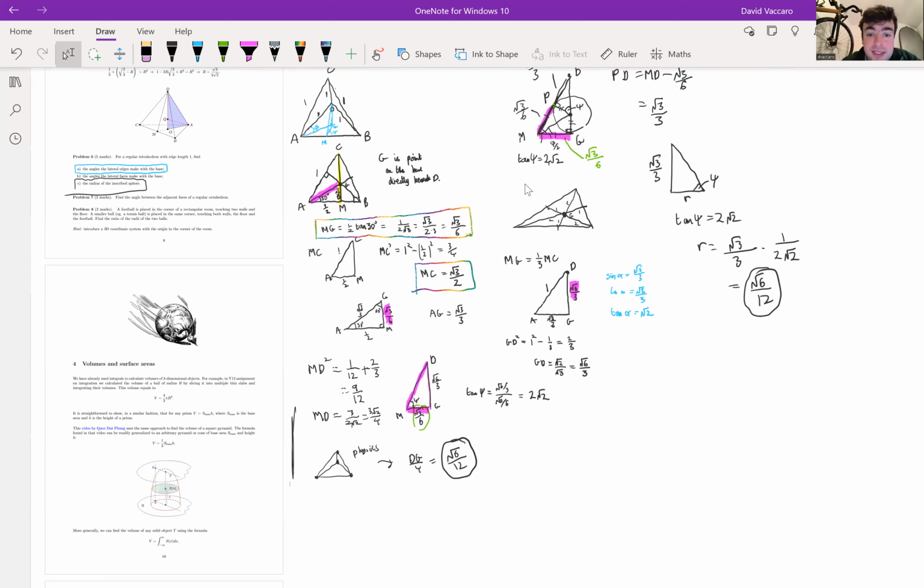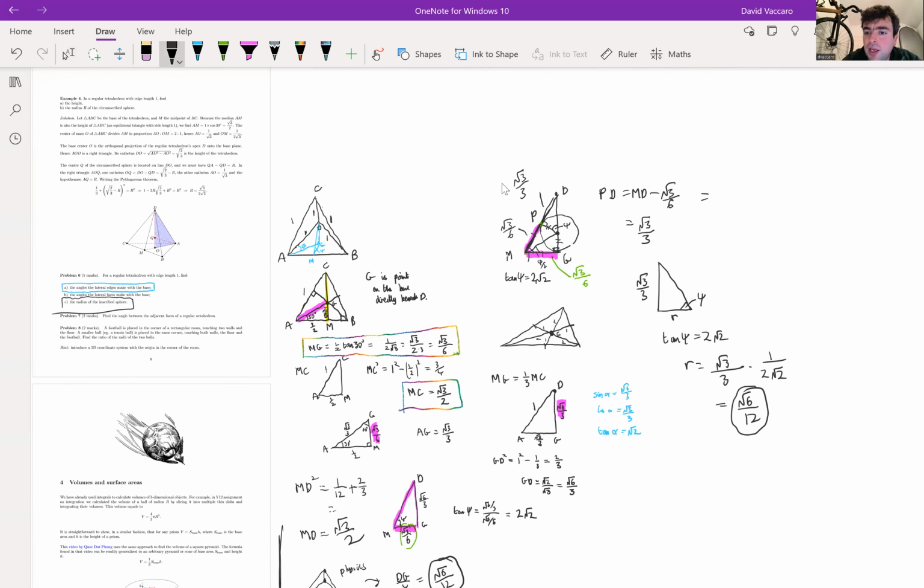Any questions about that? Should MD equal root 3 over 2? Yes, it does. Yes, root 3 over 2. And then that's where we got here, root 3 over 2 minus root 3 over 6 is root 3 over 3. I mean, you get all these similar lengths coming in.